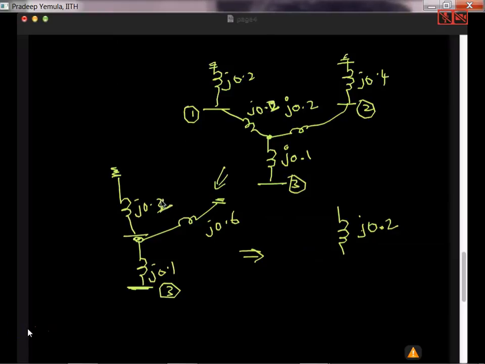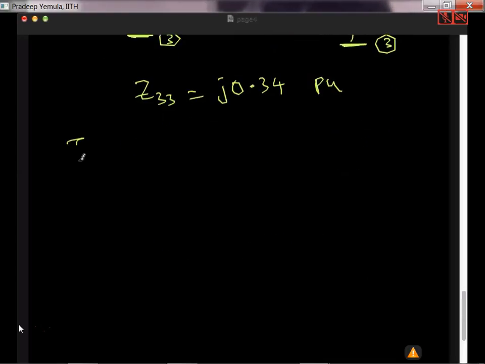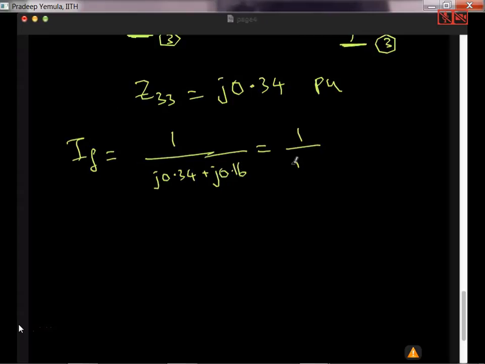This will be 0.4, and 0.4 and 0.6 are in parallel. So this will be 0.24, and then finally this will be J0.1 and finally this is bus 3. So here I finally get Z33. 0.1 plus 0.24, Z33 is J0.34 per unit. Once I have this Z33, I can find the fault current, that is nothing but 1 divided by 0.34 plus 0.16. That is 1 by 0.50. So that is 2 per unit is the fault current.